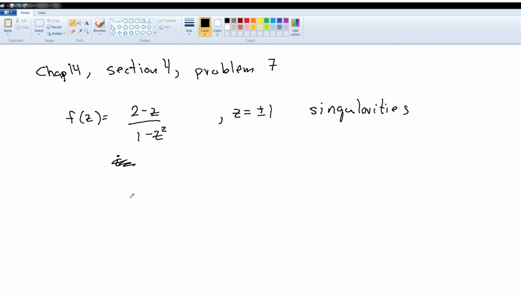Now, here we can find the residue quite easily without Laurent series, just to confirm whether you're right about what the residue is or isn't, by noticing that the denominator can be factored. It's a difference of two squares. And then we see that each singularity, at both z equals 1 and z equals -1, is a pole of order 1. These are simple poles.